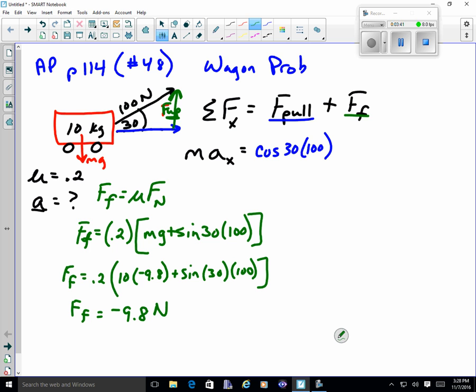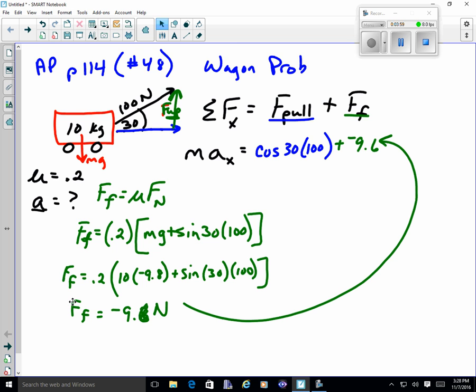Now what I have to do is take this answer and plug it in up here. So I'm going to add to this cosine of 30 times 100 that negative 9.6. Actually it's 9.6, not 9.8. I made a mistake down there. That should be 9.6. And now let's plug in some more numbers. The mass of the wagon was 10 kilograms times my acceleration equals the cosine of 30 times 100 minus the 9.6 gives you 77.